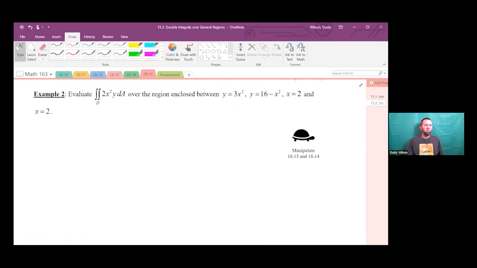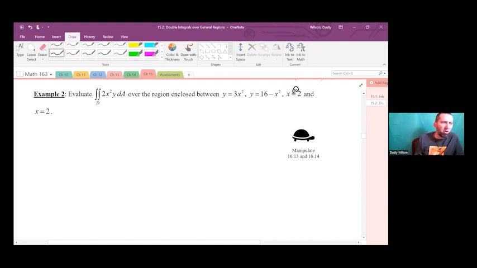Example 2. Evaluate the double integral of 2x squared y dA over the region enclosed between y equals 3x squared and y equals 16 minus x squared between x equals 2 and x equals negative 2. There's a typo here. x equals plus or minus 2.